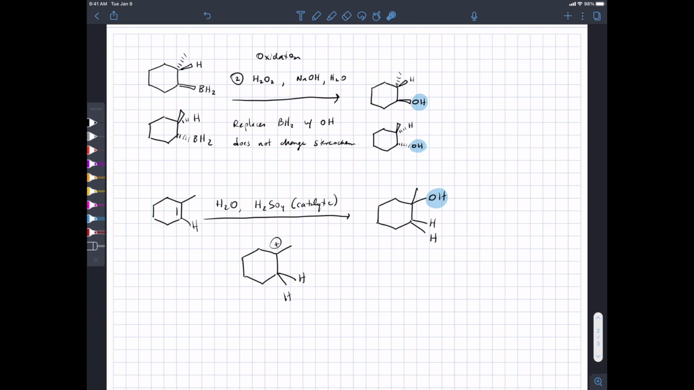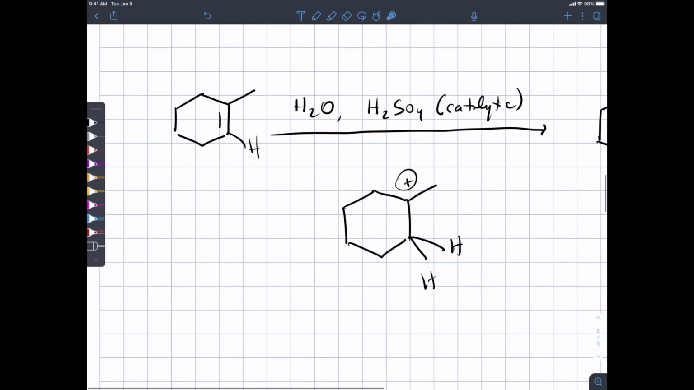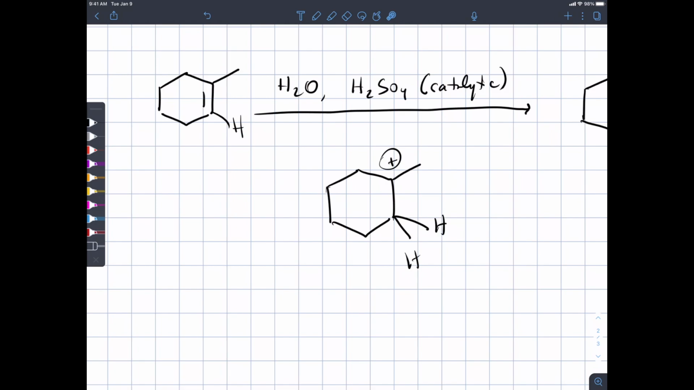Yeah? Just to make sure I'm following, the H that jumps on first is from the H2SO4, and then it picks up an OH from water. So yeah, what likely happens, and when the acid is catalytic, it could be H3O plus or it could be H2SO4. Doesn't really matter. I will often just abbreviate it like that.